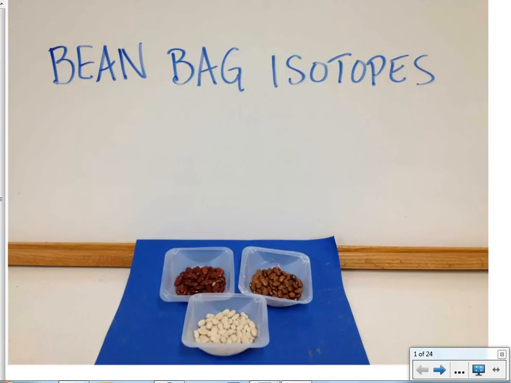This video serves as the pre-lab and the post-lab video for the lab called beanbag isotopes. At the beginning of the 19th century, John Dalton proposed a new atomic theory: all atoms of the same element are identical to one another and equal in mass. It was a simple yet revolutionary theory. It was also not quite right.